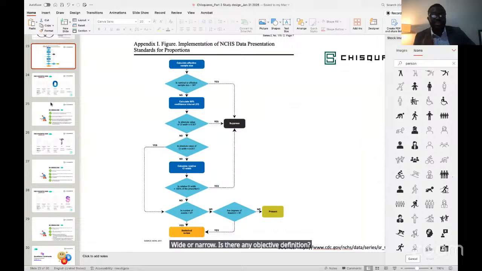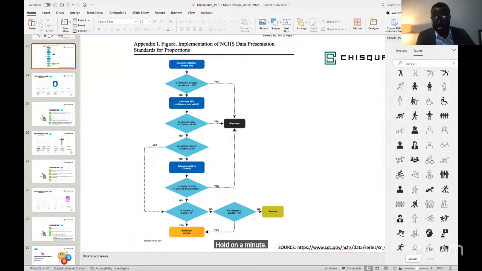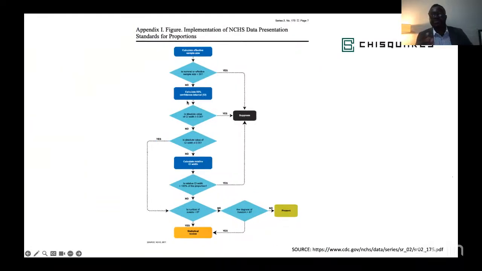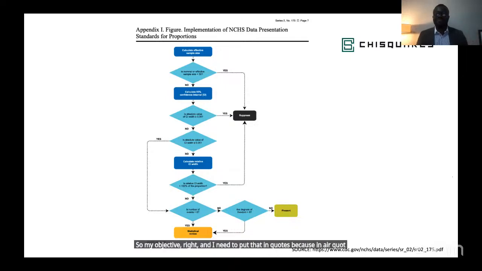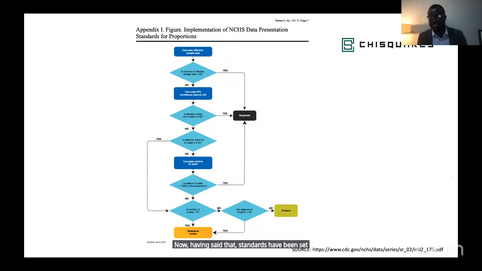Wide or narrow? Is there any objective definition? Well, there are definitions, right? In this case, let's look at what the NCHS says. By objective, and I need to put that in air quotes, because there's no universal standard. Having said that, standards have been set by different organizations for the very question you asked. So we're going to use NCHS. Why NCHS? Because it's a leading authority with issues of data.